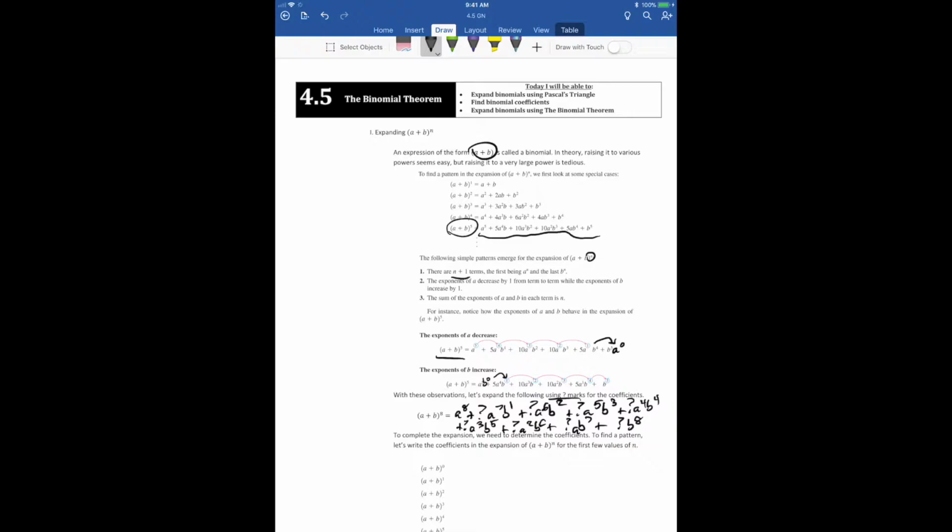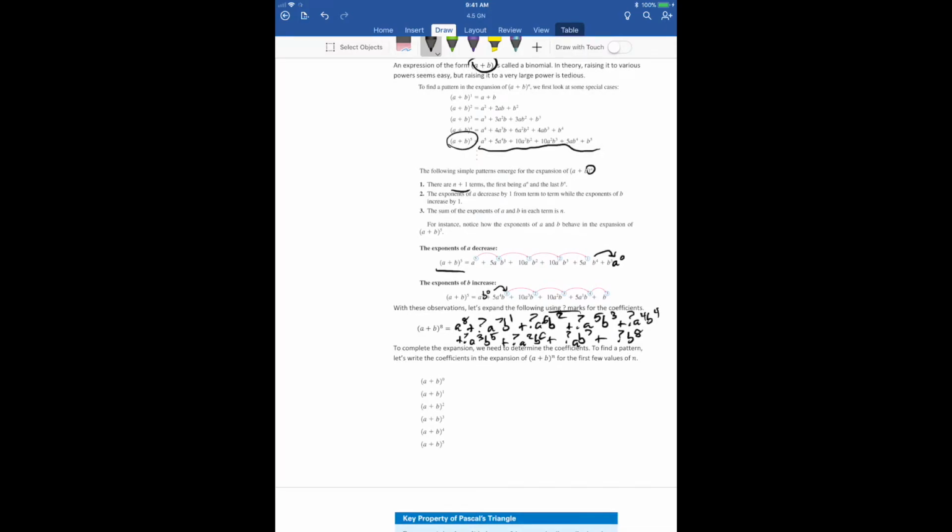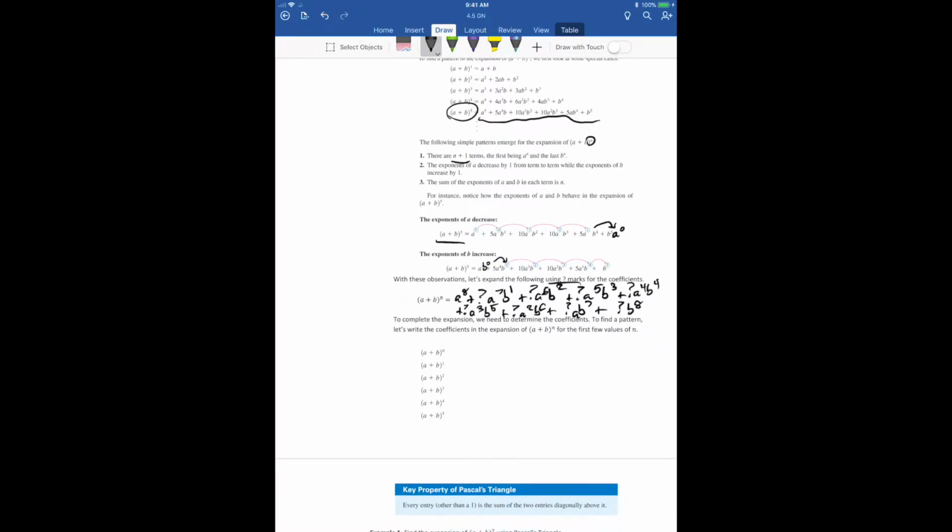So again, ignoring the coefficients, this is pretty straightforward. We don't have to go through the work of multiplying the a plus b out 8 times. We just see this pattern that the a exponents are decreasing, the b exponents are increasing. And again, we'll get to the coefficients now. So to complete the expansion, we actually do need those coefficients. Otherwise, this is meaningless to us. It's not helpful. Let's try to find a pattern.